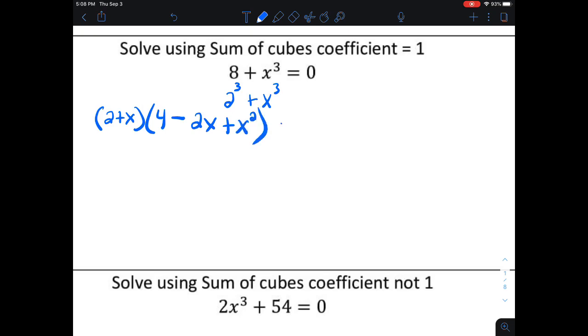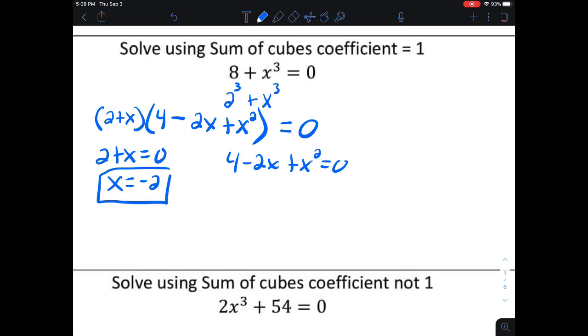Now I still have equals 0 here, and then I want to solve. So I'd have 2 plus x equals 0. And then I'd have that second set of parentheses, 4 minus 2x plus x squared, is equal to 0. So we'd have x equals negative 2. And then we'd have to solve this second trinomial. That is always a non-factorable trinomial.